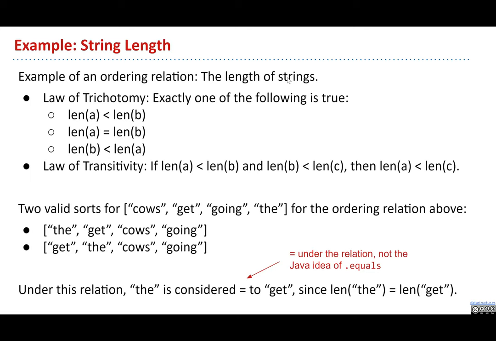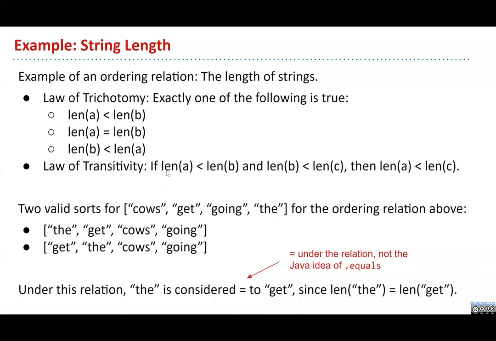Okay. All right, so maybe an example of an ordering relation is the length of strings. So the law of trichotomy is clearly true. If I have 2 strings, here I'm using Python-like syntax, either the length of string A is less than B, they're equal, or B is less than A. And then obviously it is also transitive.